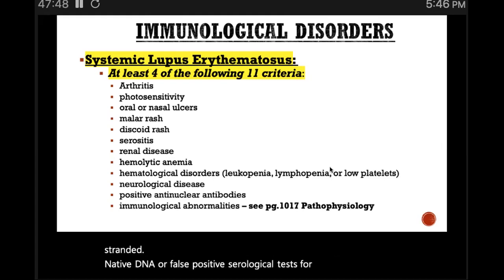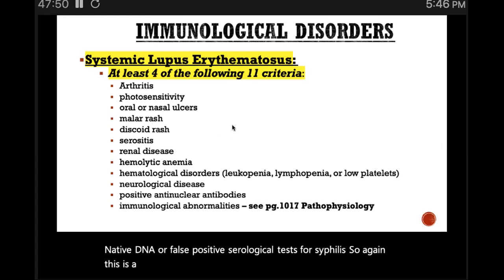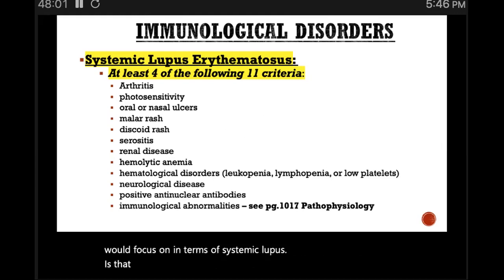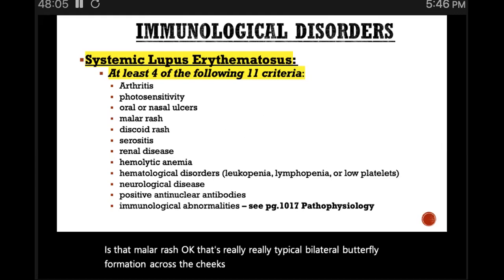So again, this is a tricky diagnostic, systemic lupus. The one thing I definitely would focus on in terms of systemic lupus is that malar rash, okay? That's really, really typical: a bilateral butterfly formation across the cheeks and the nasal bridge. Again, look at page 1017 for your pathophysiology.